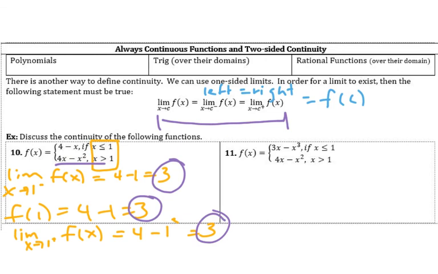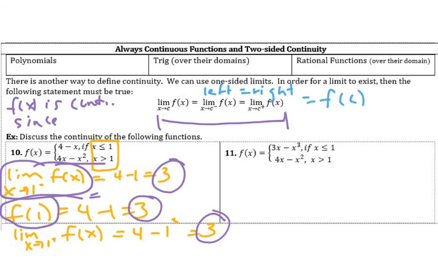So what we can say here is that f of x is continuous since the limit as x approaches 1 from the left is equal to the limit as x approaches 1 from the right is equal to the value of the function at 1. So for number 10, we can state with certainty that f of x is continuous.